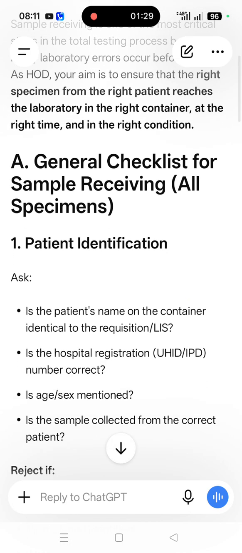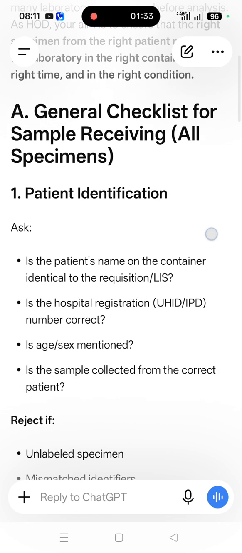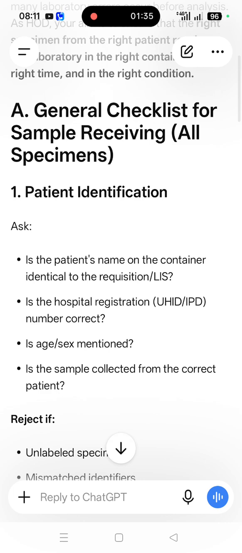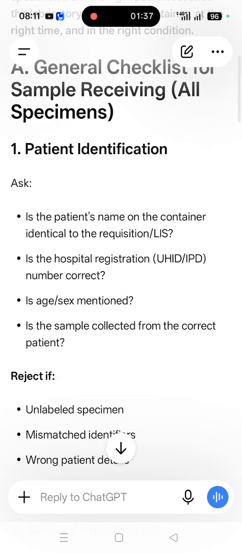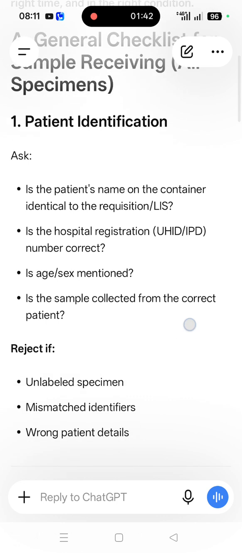So, the general checklist for sample receiving, for all the specimens. For all specimens, what we have to see is that patient identification should be clean and clear. That is, the patient's name on the container should be identical to the requisition or the LIS. So it should be the same. We should cross check it.